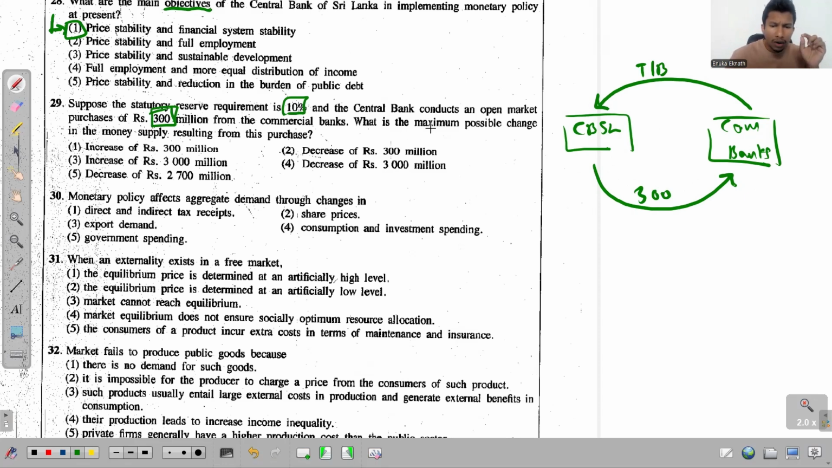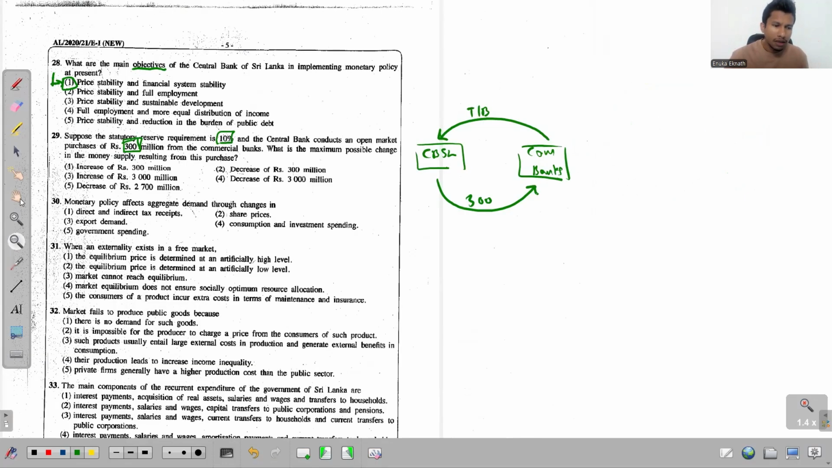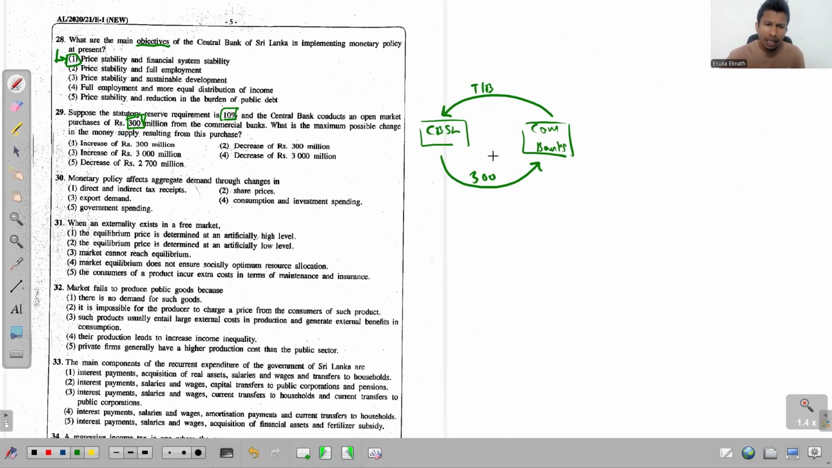Then what does it ask? What is the maximum possible change in money supply resulting from this purchase? The maximum possible change, right, in money supply. See what happens when the central bank passes this 300 million to the commercial banks. These commercial banks engage in the credit creation process using this 300 million. So this will have a multiplier effect.